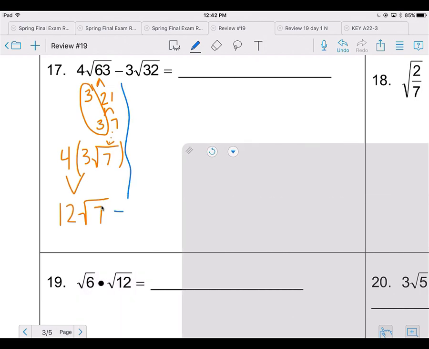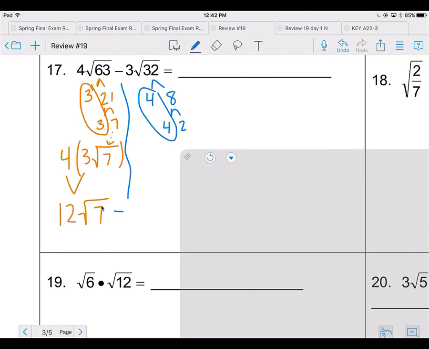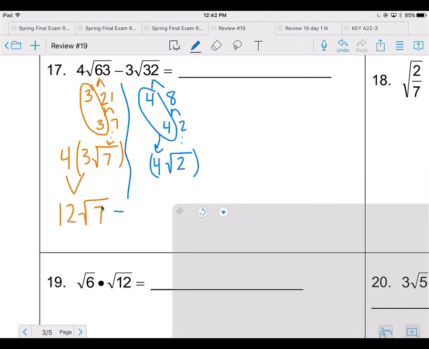And then we do the next part. So 32 is 4 and 8. 8 is 4 and 2. I have a group of 4, so I can stop. Remember, you can keep going if you want, but it doesn't super help you because you're going to break them down and then put them back together.